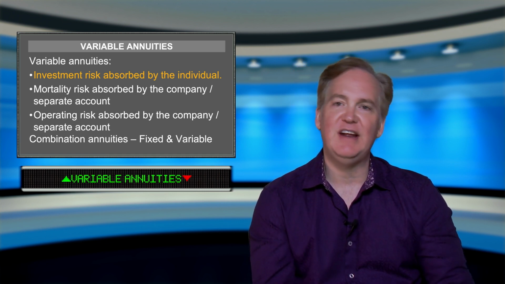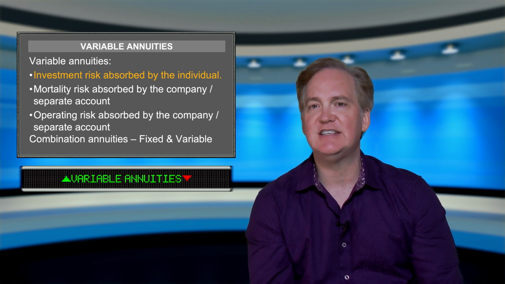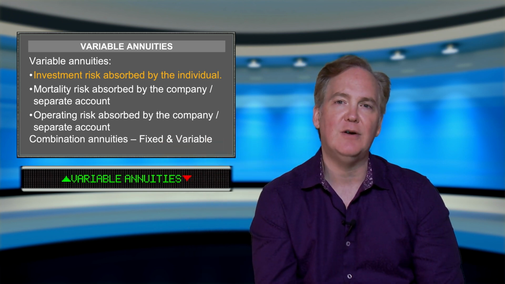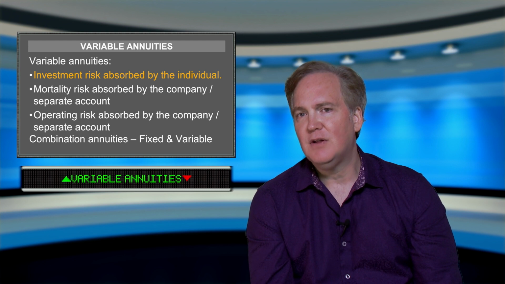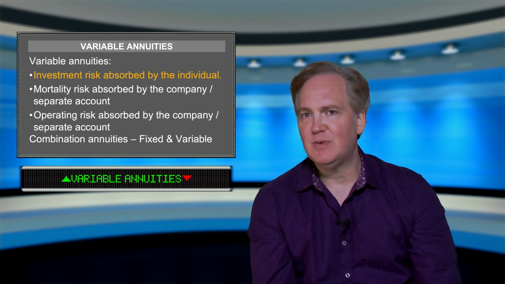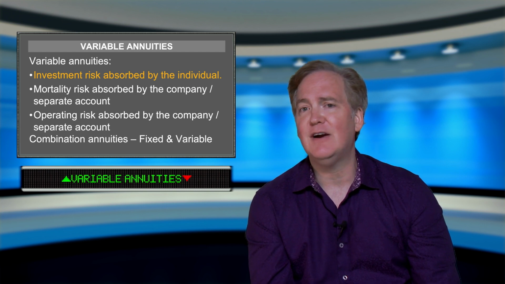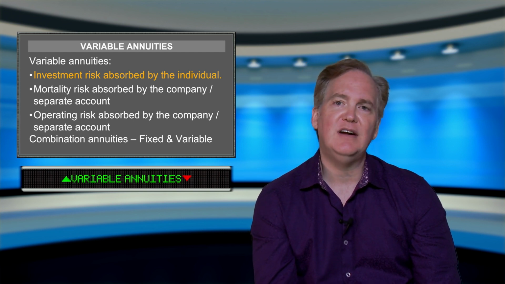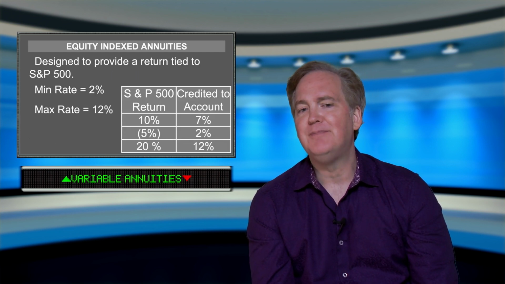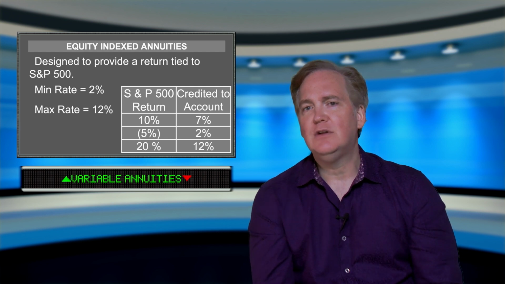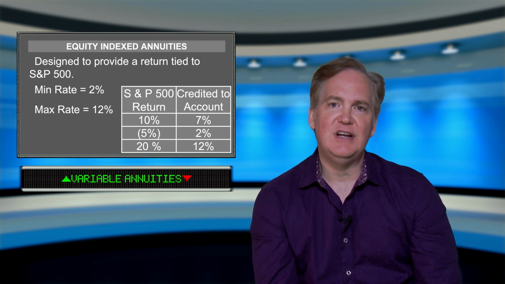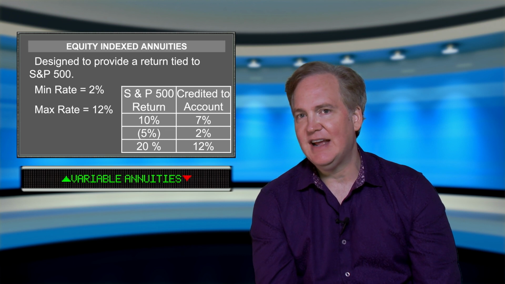The variable annuity, many of them don't offer a guarantee. Some do, and we'll talk about that later. But the loss of value or the investment risk is absorbed or borne by the annuitant in a variable annuity contract. Now, we need to take a look at some popular annuities, and those are known as equity indexed annuities.